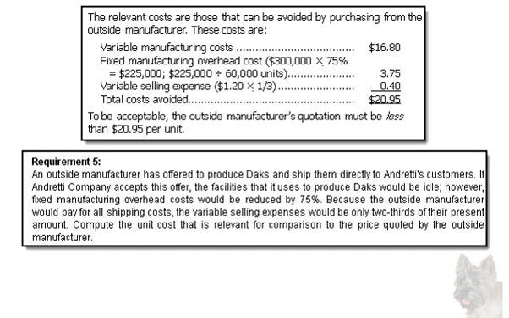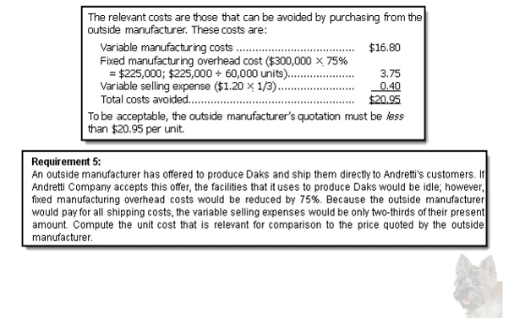Okay, now you see the solution on the top part of the screen, and on the bottom was the requirement 5 that we just read. So the relevant cost would be those that can be avoided by purchasing from the outside manufacturer. So the variable manufacturing cost of $16.80 goes away, and the fixed manufacturing cost of $300,000 times 75%, right? We're going to reduce it by 75%, means $225,000. So $225,000 divided by the current production volume, 60,000 units, comes out to be $3.75 per unit.